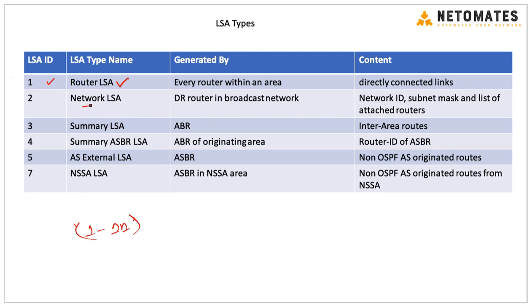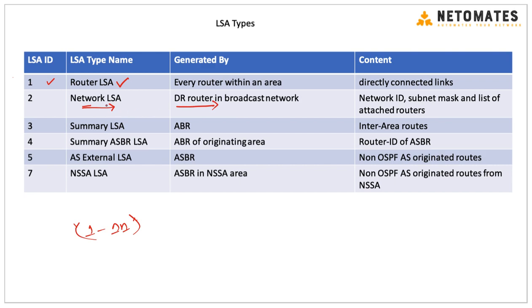Next type is network LSA. So network LSA basically happens in a broadcast OSPF topology, when you have multiple routers, like 2 or 3, connected to the switch and all of them are in the same area. In the previous class we discussed how the designated router election happens and how the adjacency is formed, right? These network LSAs are only generated by the DR router in the broadcast network OSPF topology.